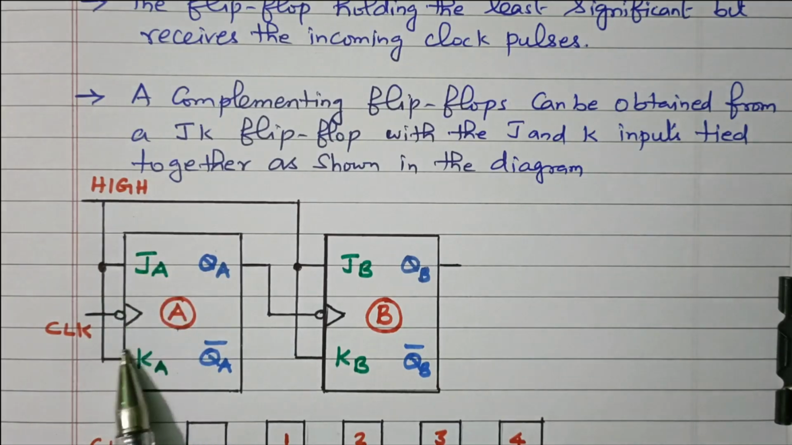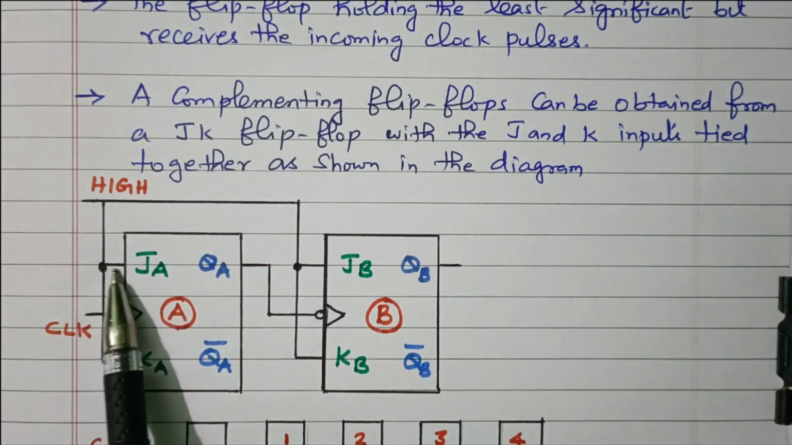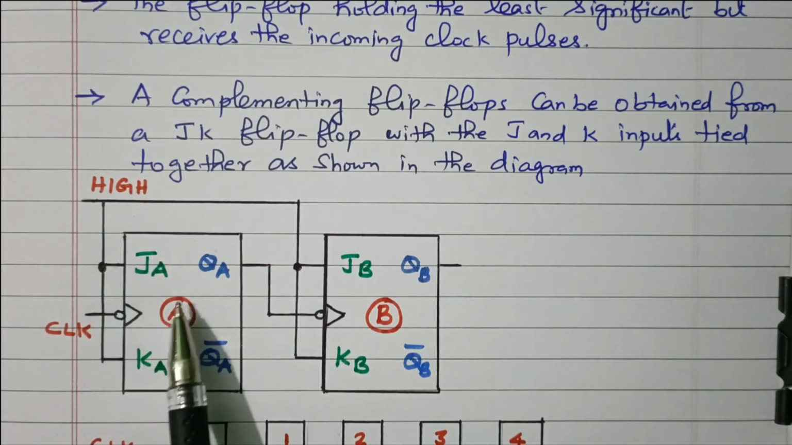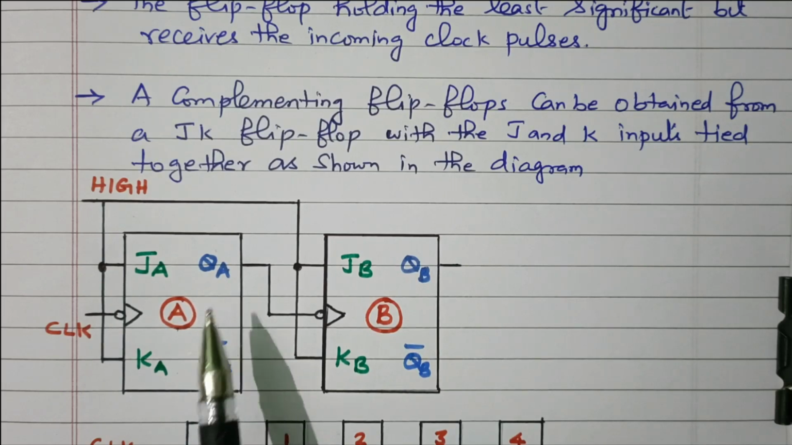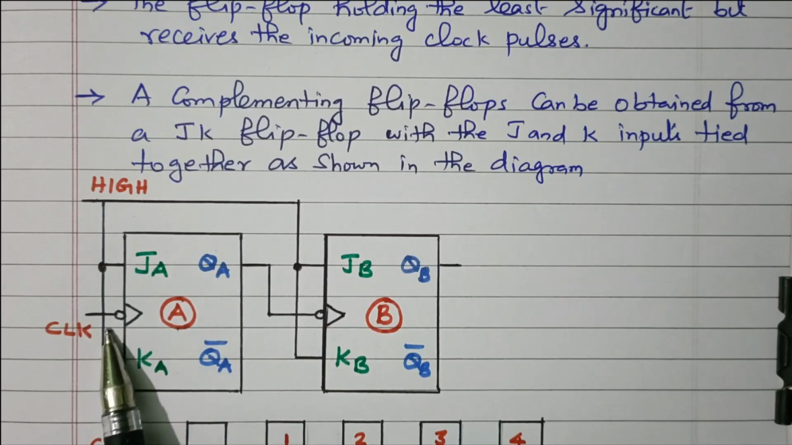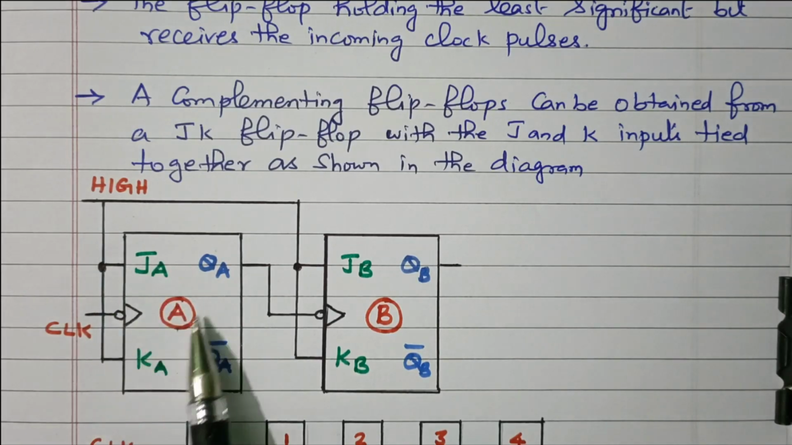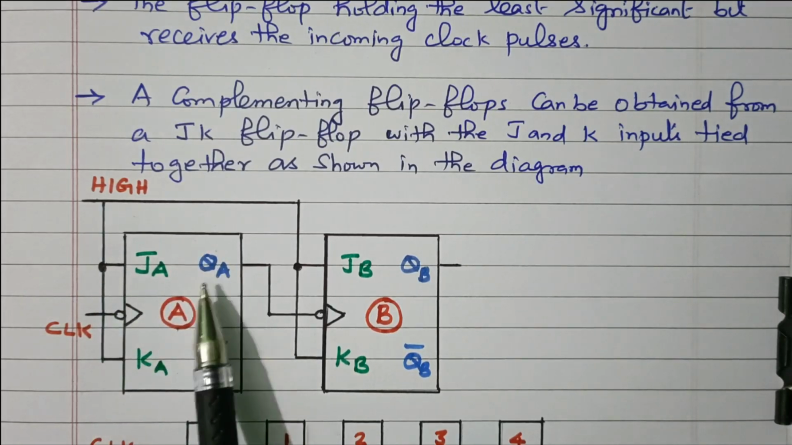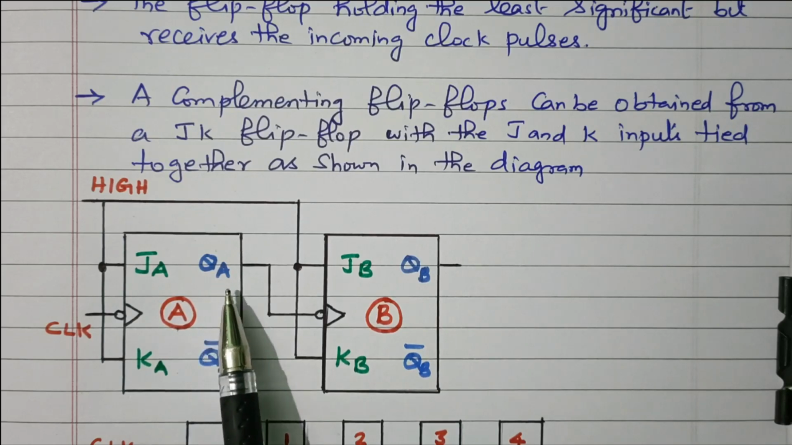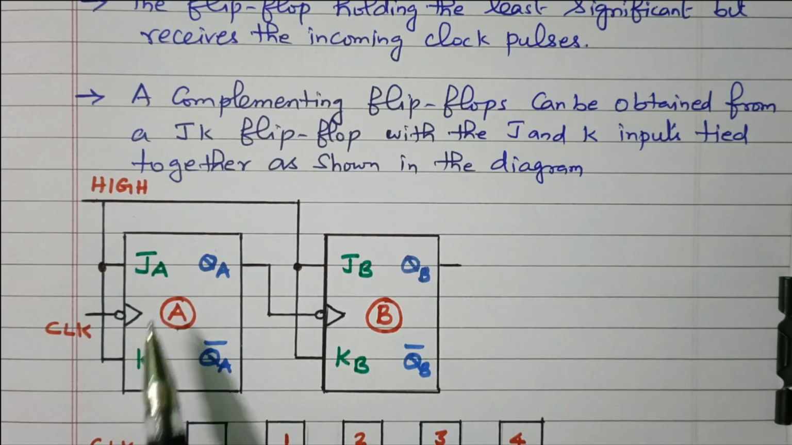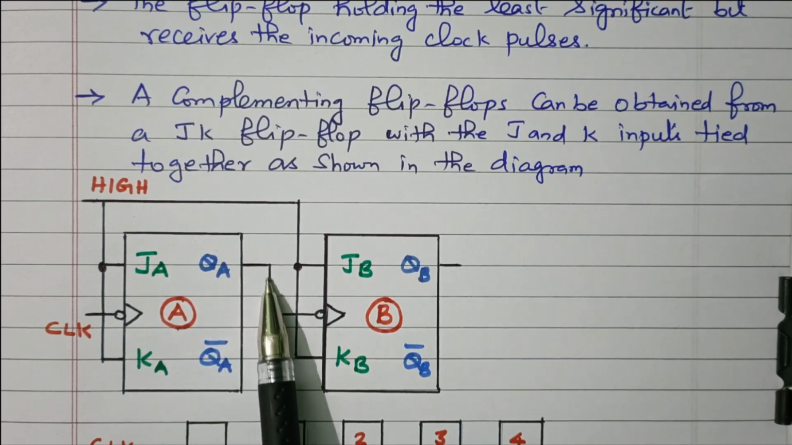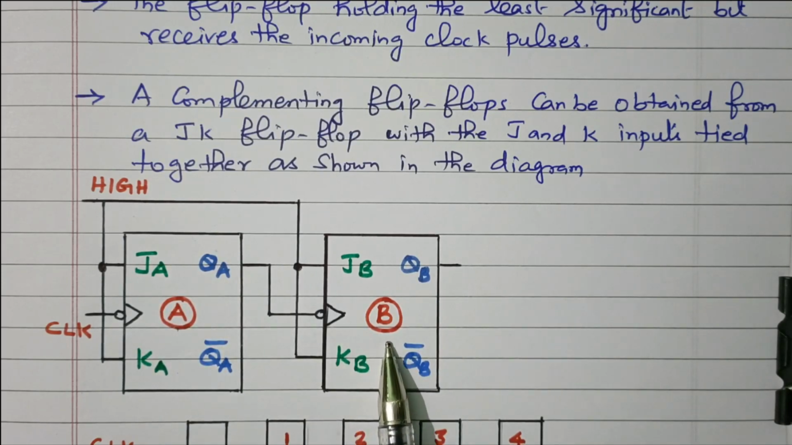Now we are getting the 1, high, as input for J as well as K. So what will happen? If QA is 0, it becomes 1. 1 means 0, 0 means 1. So every clock pulse, here the high input is there, so the QA output will toggle. 0 to 1, 1 to 0, 0 to 1, like that it goes. Right. Now this output is given as the clock pulse to the second flip-flop.